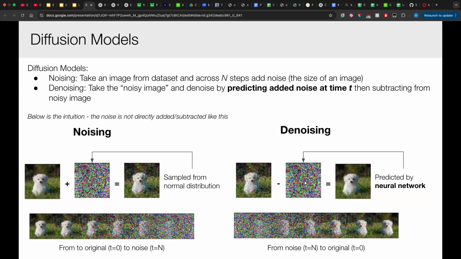Adding noise to your image is additive. It's literally additive and subtractive, right? You're not really multiplying or transforming your image in some nonlinear way to make it noisy. You're just literally adding noise. Does that make sense? Okay.